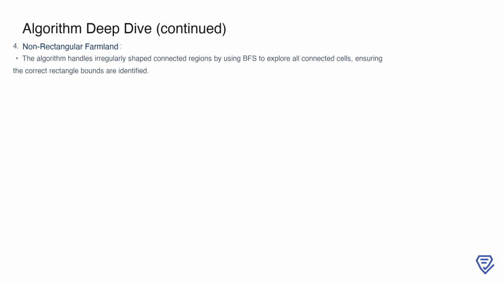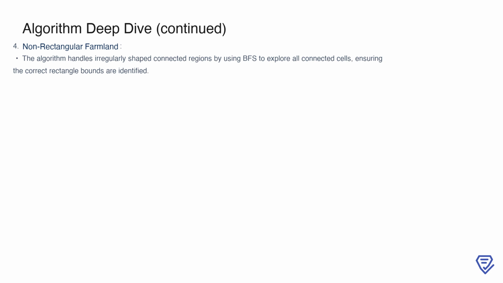The algorithm is also well equipped to handle scenarios where farmland does not form perfect rectangles. For irregularly shaped connected regions, the BFS ensures that all connected cells are explored and the rectangle bounds are adjusted dynamically to enclose the entire group. This means that even if the farmland extends in an uneven or non-linear fashion, the algorithm will still calculate the correct top left and bottom right coordinates for the enclosing rectangle. The versatility of this approach makes it robust for a variety of grid configurations, ensuring accurate and consistent results regardless of the farmland's shape.